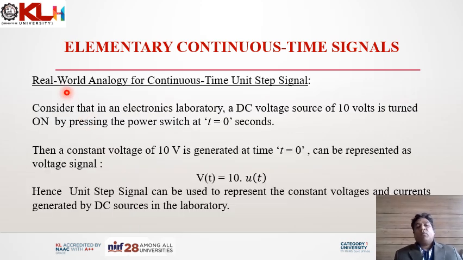Now we are going to see what is a real world analogy of this unit step. Consider in an electronics lab, we have switched on a DC voltage source of 10 volts, let us say at t equal to 0 seconds. Then this constant voltage of 10 volts, which was generated at t equal to 0 seconds when the switch was pressed, can be represented as V of t is equal to 10 u of t.